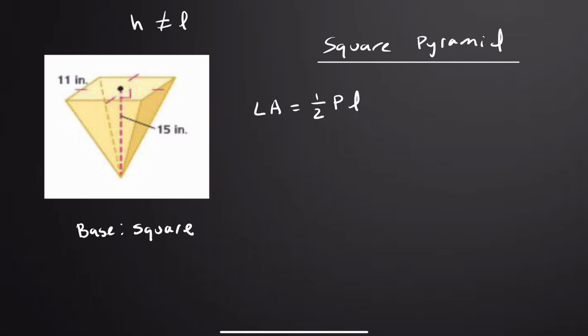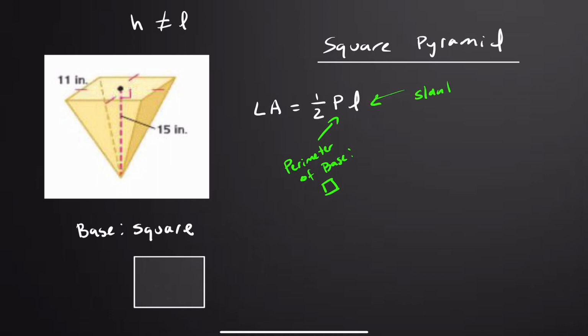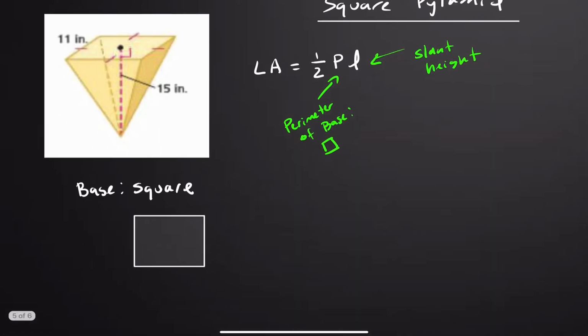Okay, so we're going to find the perimeter of the base. I'm going to go ahead and write that down. This is the perimeter of the base, which is a square. Okay, we'll go along with that. That's our square. And then we're going to multiply that by our slant height of our pyramid. Okay? So let's find the perimeter of the base, which is our square.